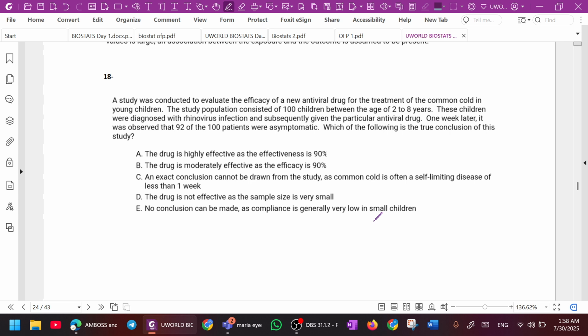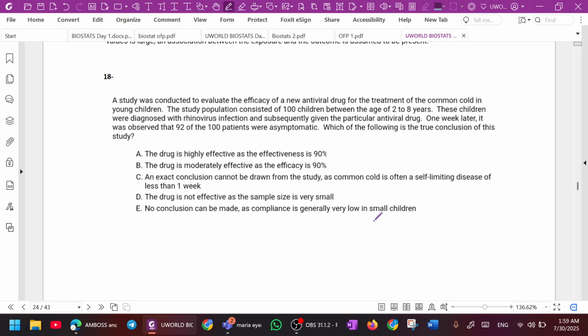A study was conducted to evaluate the efficacy of a new antiviral drug for treatment of the common cold in young children. The study population consisted of 100 children between the ages of 2 to 8 years. These children were diagnosed with rhinovirus infection and subsequently given the particular antiviral drug.